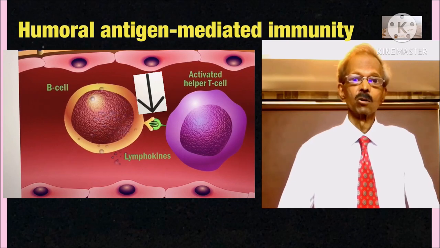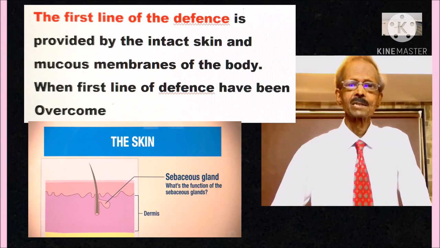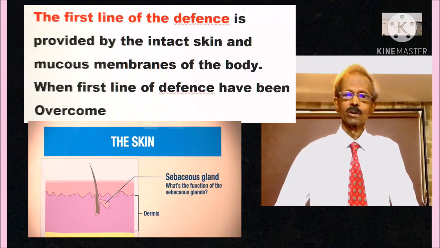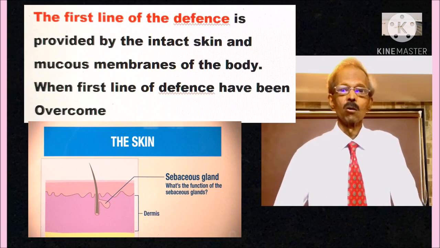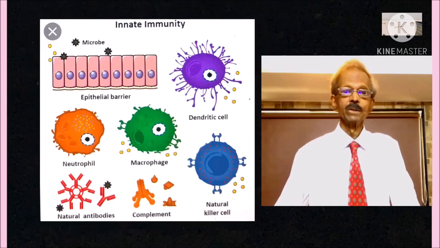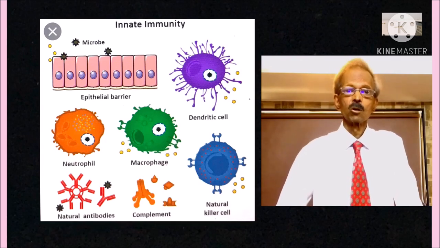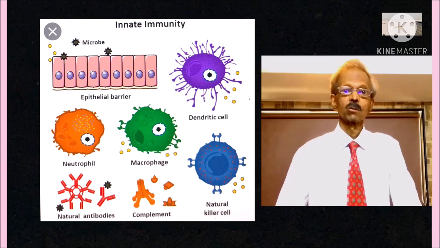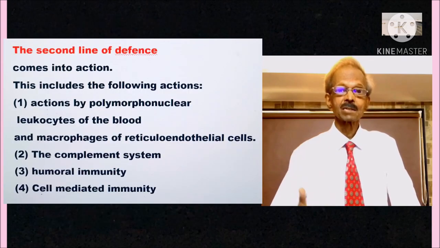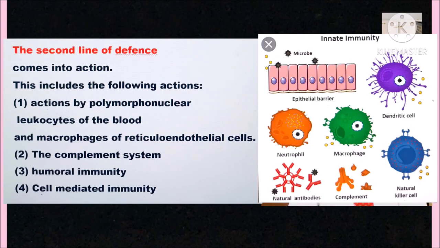In general, the first line of defense against infections is provided by the intact skin and mucous membrane of the body. When the first line of defense is overcome by the microorganisms, the second line of defense comes into action by, 1. White blood cells, 2. Complement system, 3. Humoral immunity, and 4. Cell-mediated immunity.